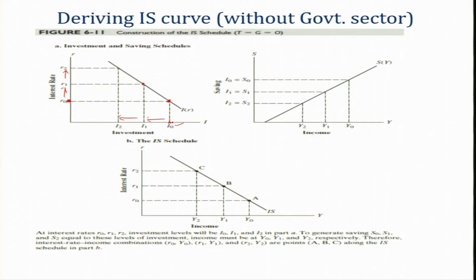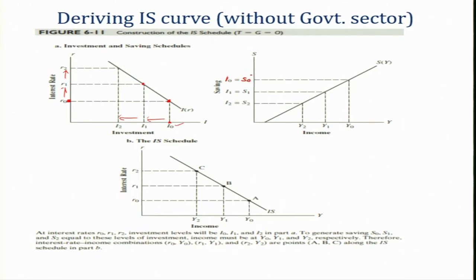The finance for the fund for investment. Investment is generated through saving, because saving is the necessary condition, the source of this investment. So if the rate of interest is R0, I0 is the desired investment. In order to generate this much investment, I0, saving must increase. Corresponding to I0, you can see that saving must increase to this much. That means to generate I0, we need an equivalent S0 of saving.